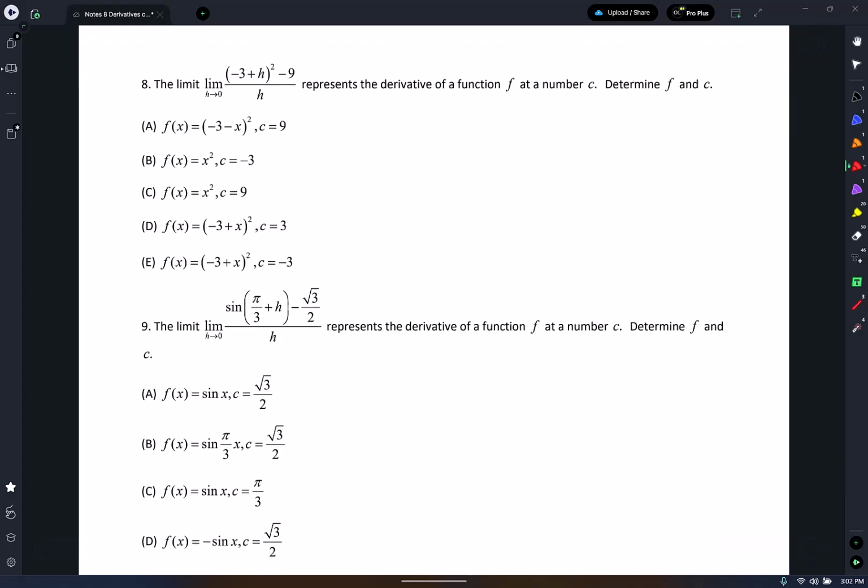Now you're going backwards. They give you the limit expression, and they want to figure out what the original equation is.